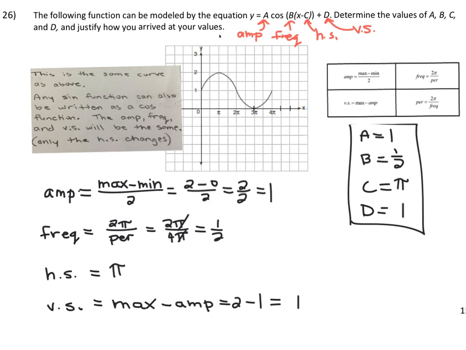Okay, so what I'd like you to write in your notes is this, okay? This is the same exact curve as above. All right, this is really important. This is the same exact curve as above. All right, any sine function can also be rewritten as a cosine function. The amplitude, frequency, and vertical shift will be the same. The only thing that changes is your horizontal shift. So hit pause, make sure you write this. This is very important.